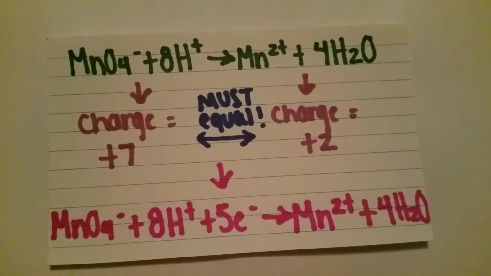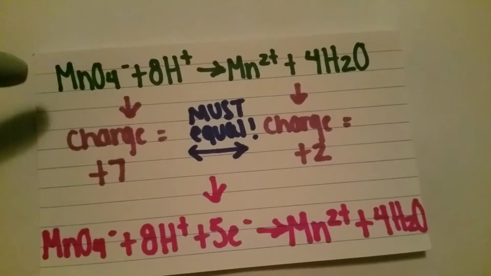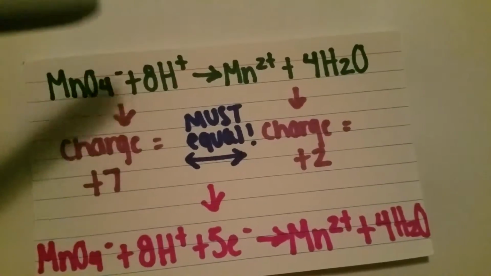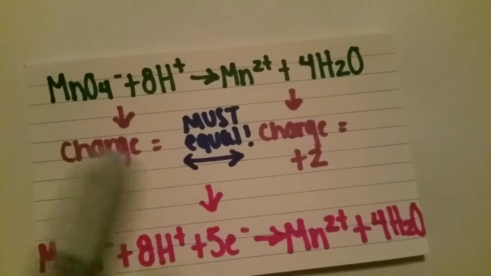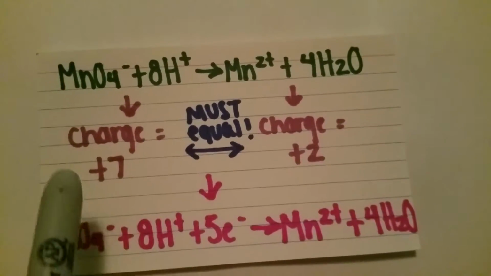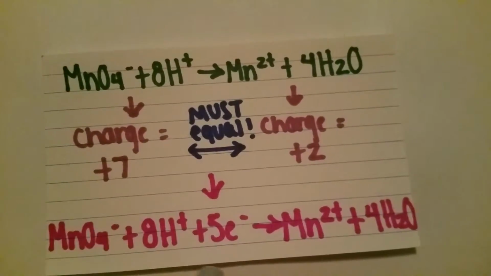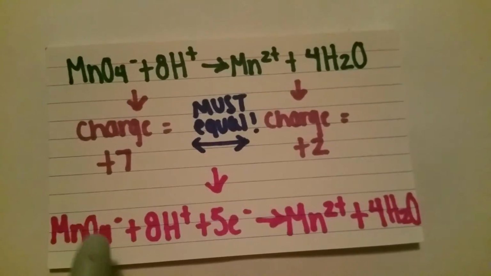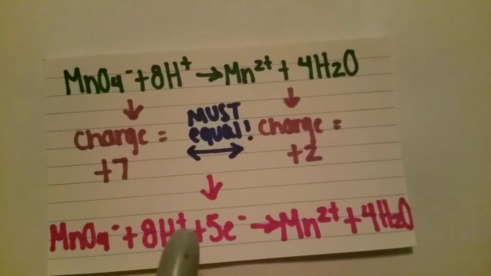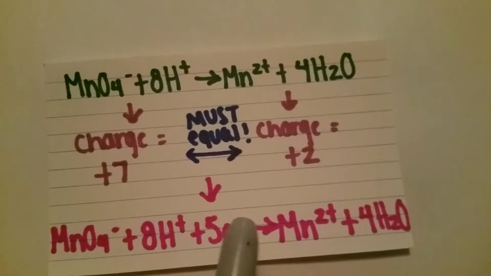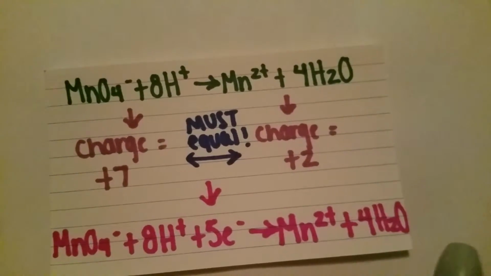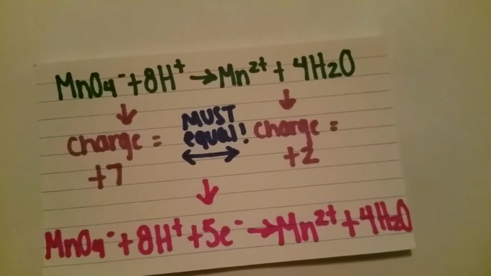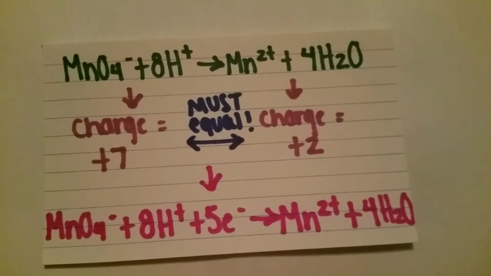Due to the fact that the charges in this equation were not balanced, we need to balance them. So the left side of the equation has a charge of plus 7 and the right side has a charge of plus 2. That is evidently not equal. So we need to add 5 electrons in order for it to equal. So once we add that, we have MnO4 negative plus 8H plus 5 electrons yields to Mn2 plus 4H2O. Now we are balanced because we have both sides equal to each other.